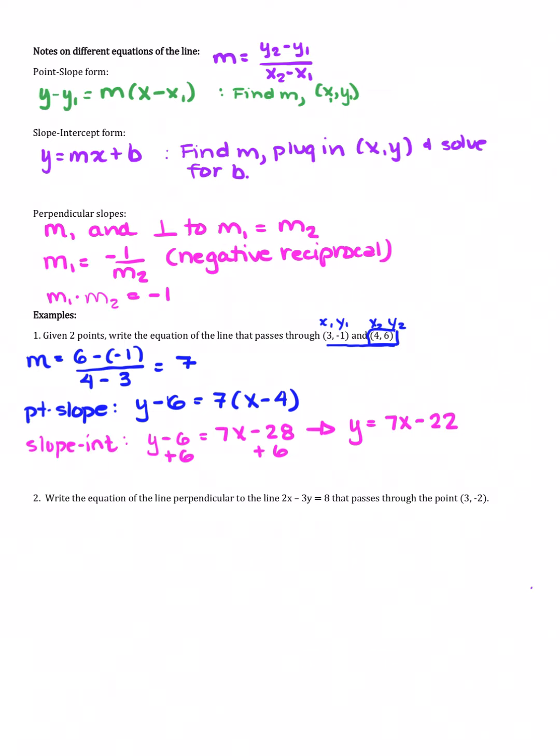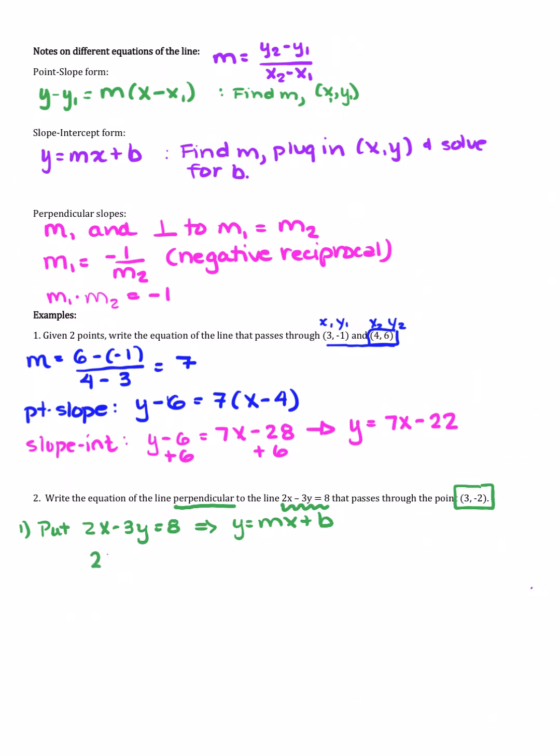Now it asks me to write the equation of a line perpendicular to this line but that passes through this point. The first step here is to take the given line, 2x minus 3y equals 8, and find its slope. So we're going to put it into y equals mx plus b form. There is also a shortcut, but that's memorizing another formula, so I would rather you isolate the y.